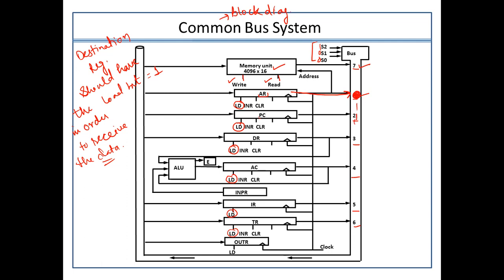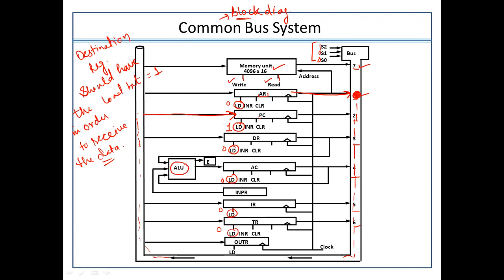The address register will hold its data on the common bus system, and ultimately if the program counter has to receive the data, its load bit should be equal to 1. Then the program counter will be able to receive the data. Once this load bit is equal to 1, the rest of the load bits would be equal to 0. Some logic has been used here. Again, I am saying it is only the block diagram. For the time being, you have to understand it in this way only.